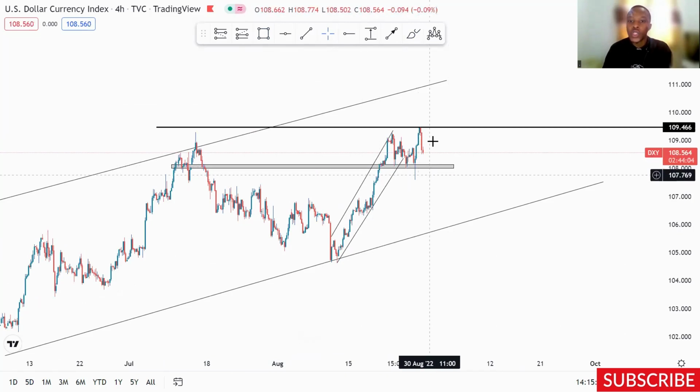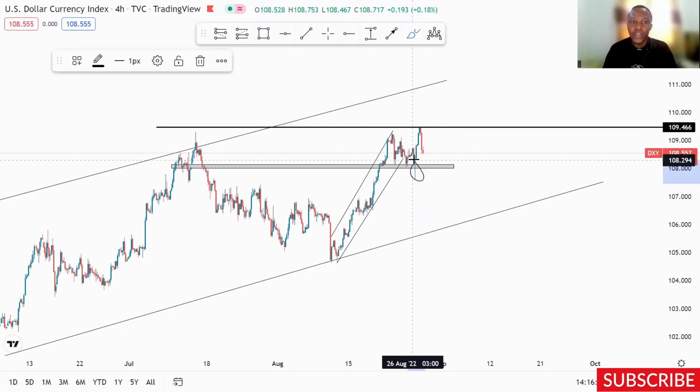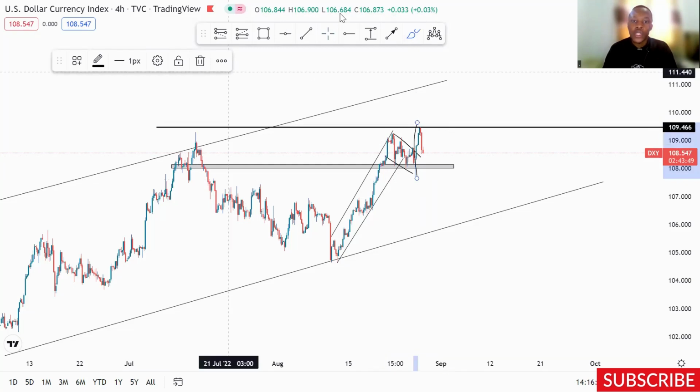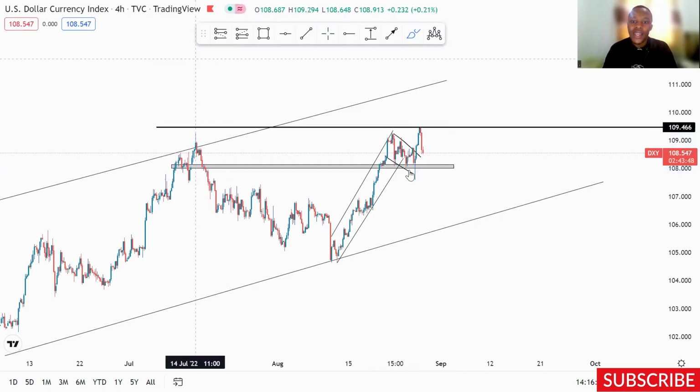Remember what I told you in the previous video about wicks? Look at what happened on the 4-hour time frame and that 4-hour candle. We had a pin bar, and to even add, we had a correction or a bullish continuation flag, and then the market went to the upside. So that is why it is important to understand the psychology of candlestick wicks.